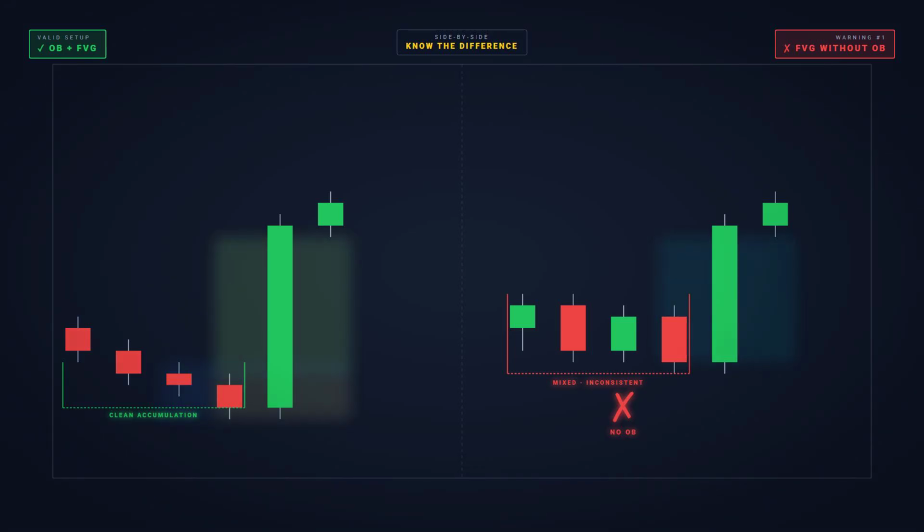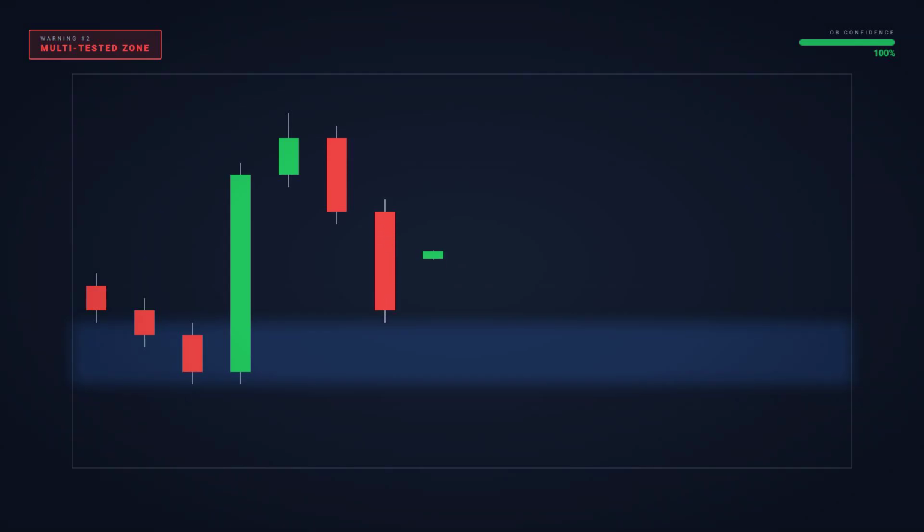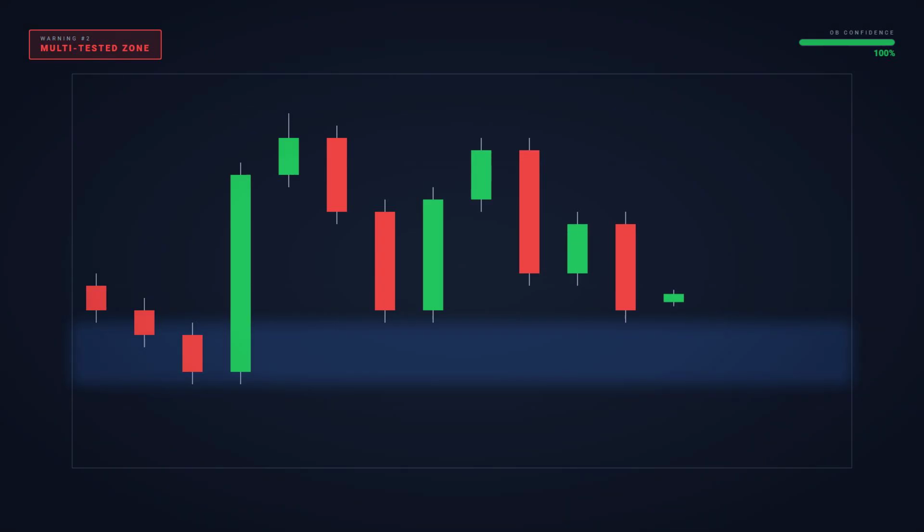When price then displaces higher and creates a fair value gap, that gap lacks the institutional origin that gives the valid combo its strength. There's no clear last bearish candle or sequence that defines the zone. There's no location where the institution was accumulating before the move. The fair value gap is real, but it's unanchored. It's an imbalance without a structural origin.